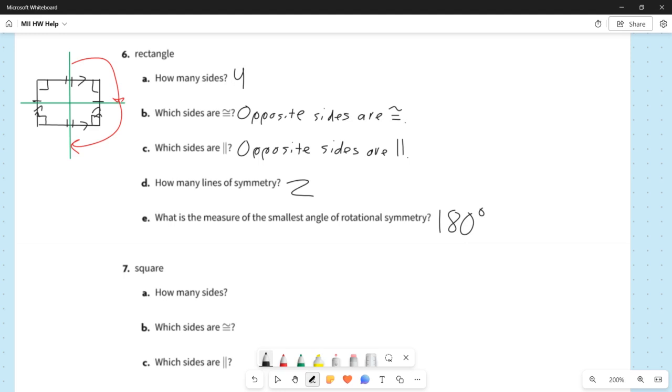I knew that was my maximum because it is a parallelogram. It's possible that it could have been less than 180 because a rectangle is a special kind of parallelogram, but it turns out that it's not special enough to change our answer for E. And so just like your generic parallelogram, a rectangle also has its smallest angle of rotational symmetry as 180 degrees.